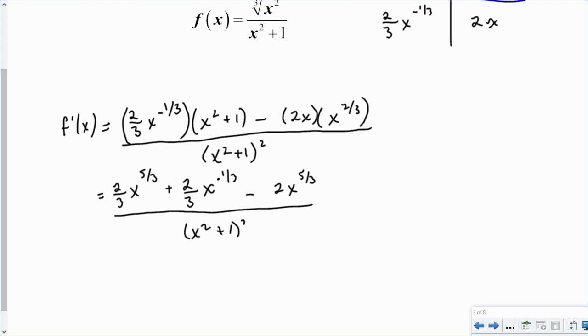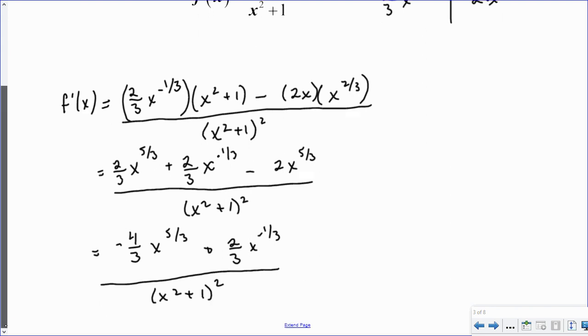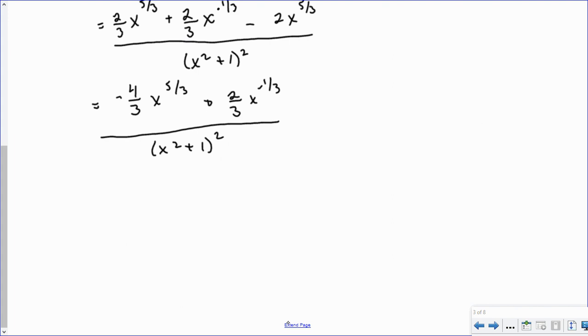Okay, so we've got 2/3 minus 6/3, so 2/3 minus 6/3 is minus 4/3 is my coefficient, x to the power of 5/3, plus 2/3 x to the negative 1/3, all over x squared plus 1 quantity squared here, and that's okay. Maybe that's how far I could go.